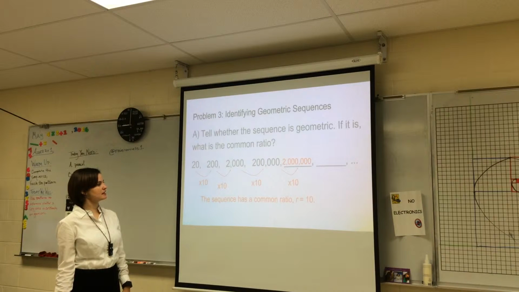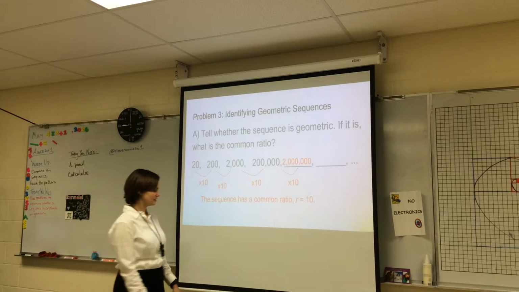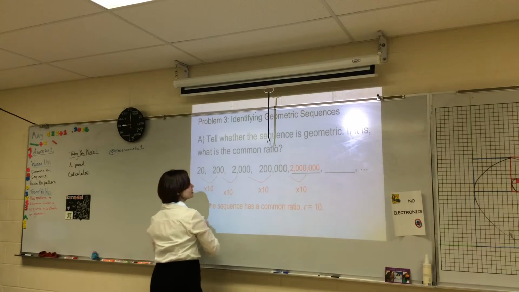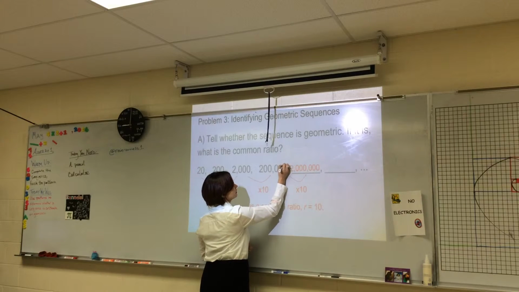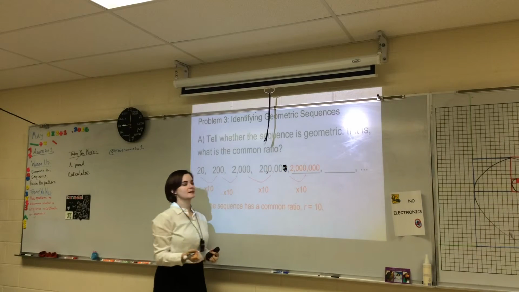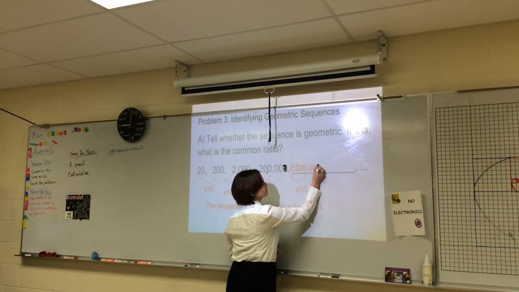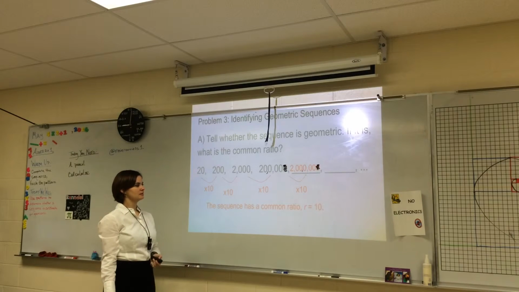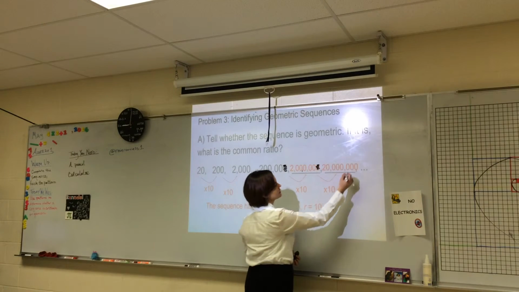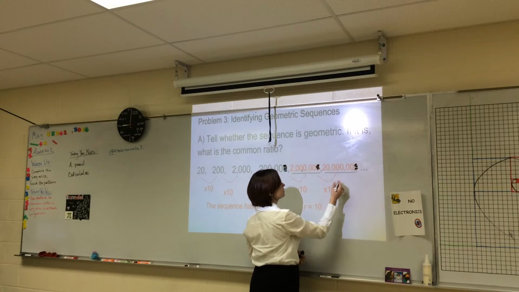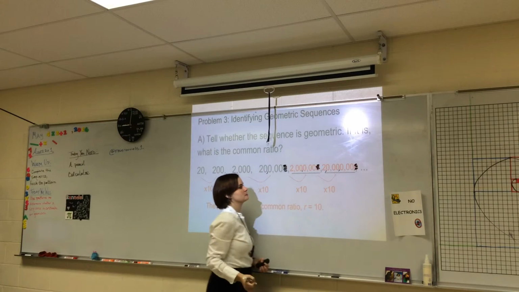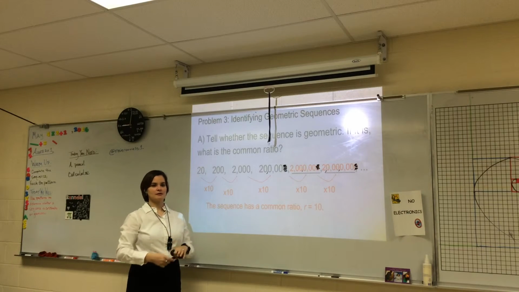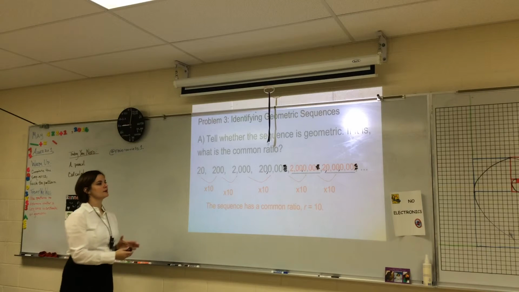Oh, I missed 20,000, didn't I? Oops. I can fix it. We're going to fix it. So this should be 20,000, 200,000. Easy to fix. And then times 10 would be 2 million. Easy to fix, right? I apologize. All right, y'all ready to try another one?